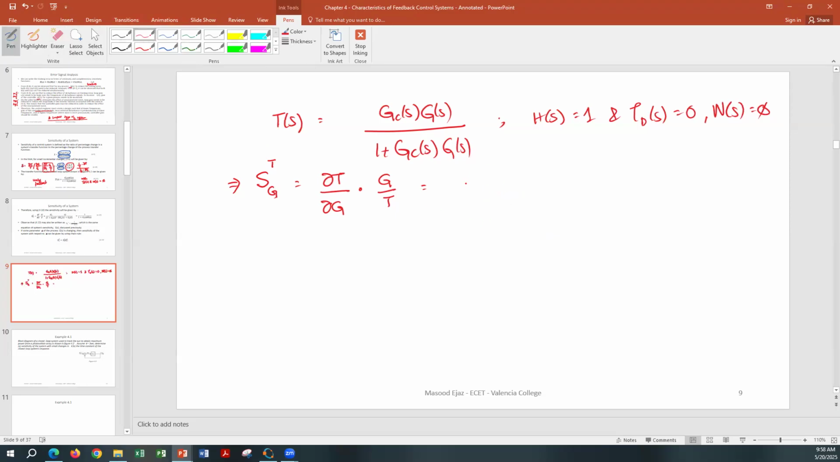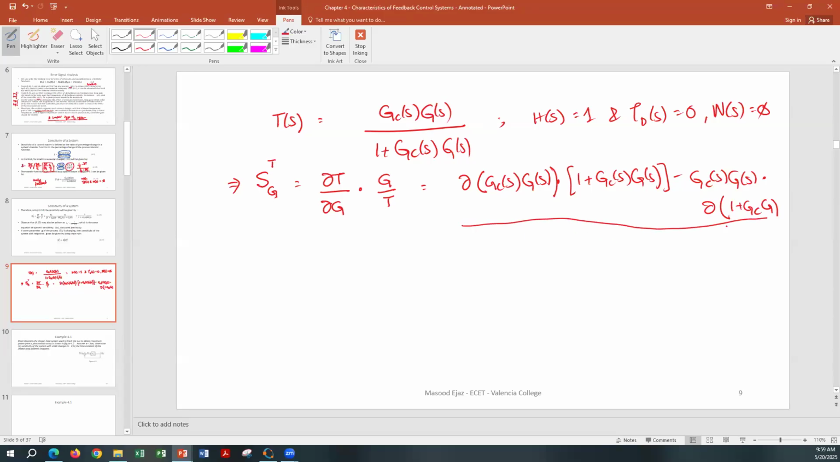So let me write this down. Derivative of the numerator, which is the derivative of GC(s)G(s), times the denominator, which is 1 plus GC(s)G(s), minus the derivative of the denominator times the numerator. So GC(s)G(s) times the derivative of the denominator, which is 1 plus GC G. So that is the numerator, and the denominator is the square of V. So 1 plus GC(s)G(s) squared.